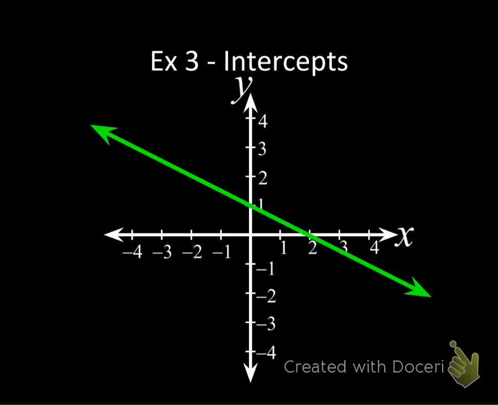2. So now we need an ordered pair. Your x-intercept is going to be 2. So then what's your y going to be for that ordered pair? If the line crosses through the 2 here, 0. Yeah.